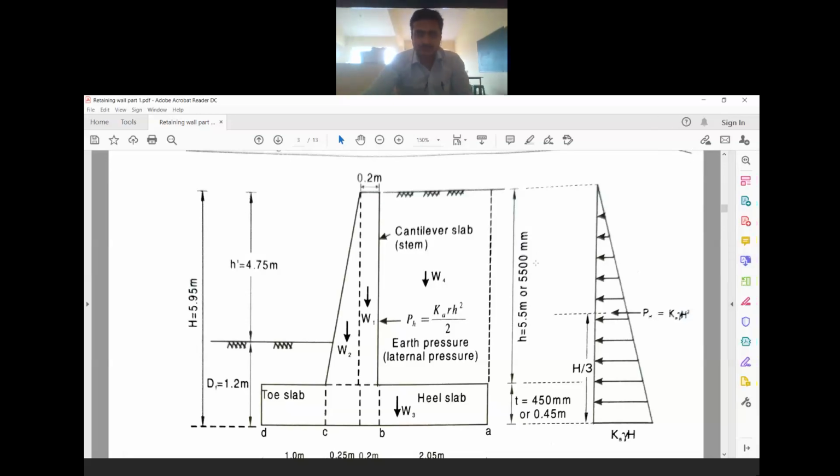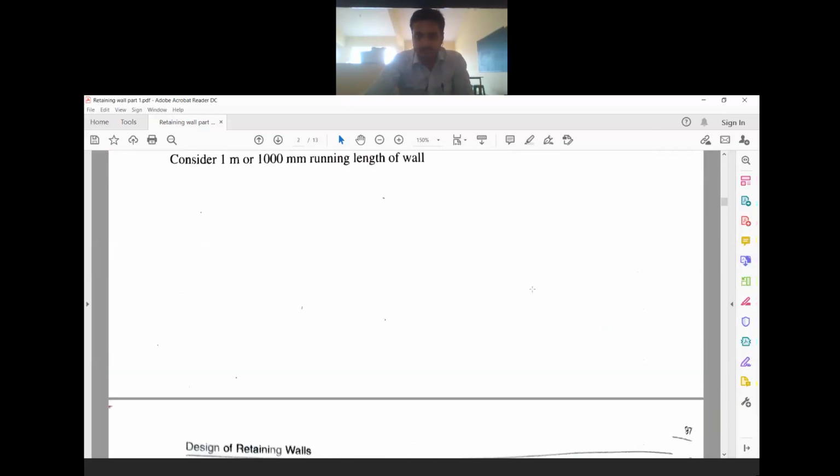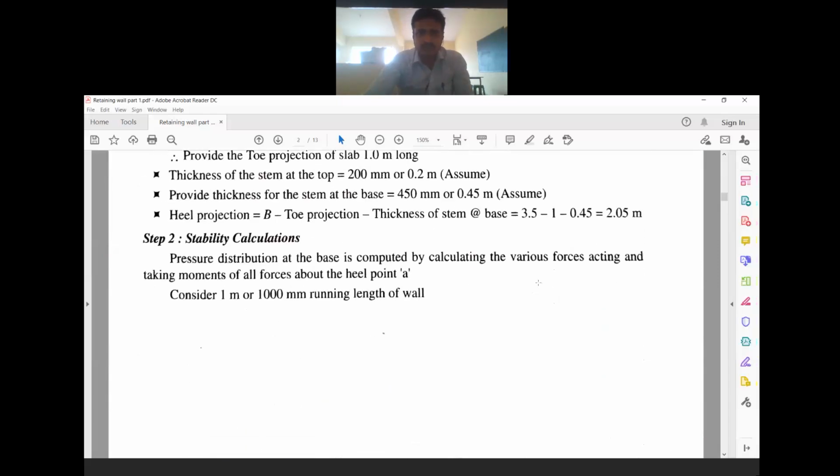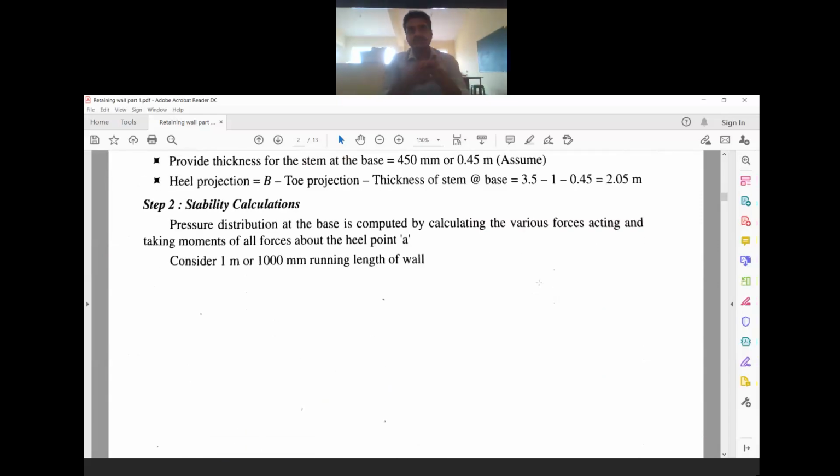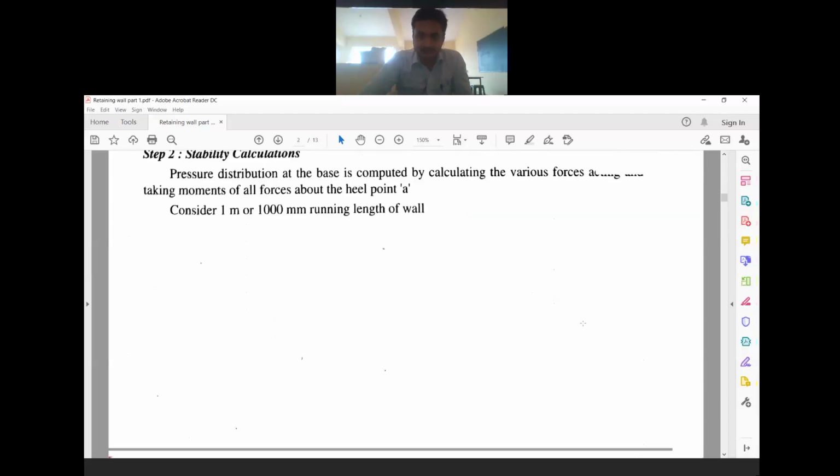Okay, so we shall continue with the problem. As we have calculated the dimensions, as you all know, the weight of the retaining wall itself will be acting on the soil. So self weight of the retaining wall we have to calculate. And we shall also calculate what is the soil pressure which is exerted on the retaining wall. Then only we will be able to design the retaining wall. Okay. Now observe.